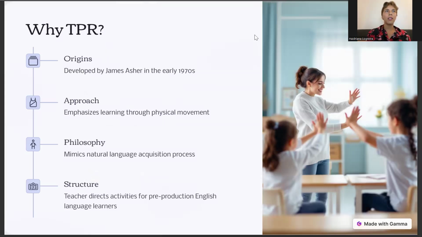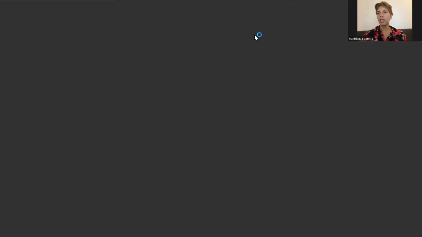Why TPR? The origins: it was developed by James Asher in the early 1970s, and the approach emphasizes learning through physical movement. For decades, its philosophy mimics the natural language acquisition process. Its structure teaches through direct activities for pre-production English language learners.